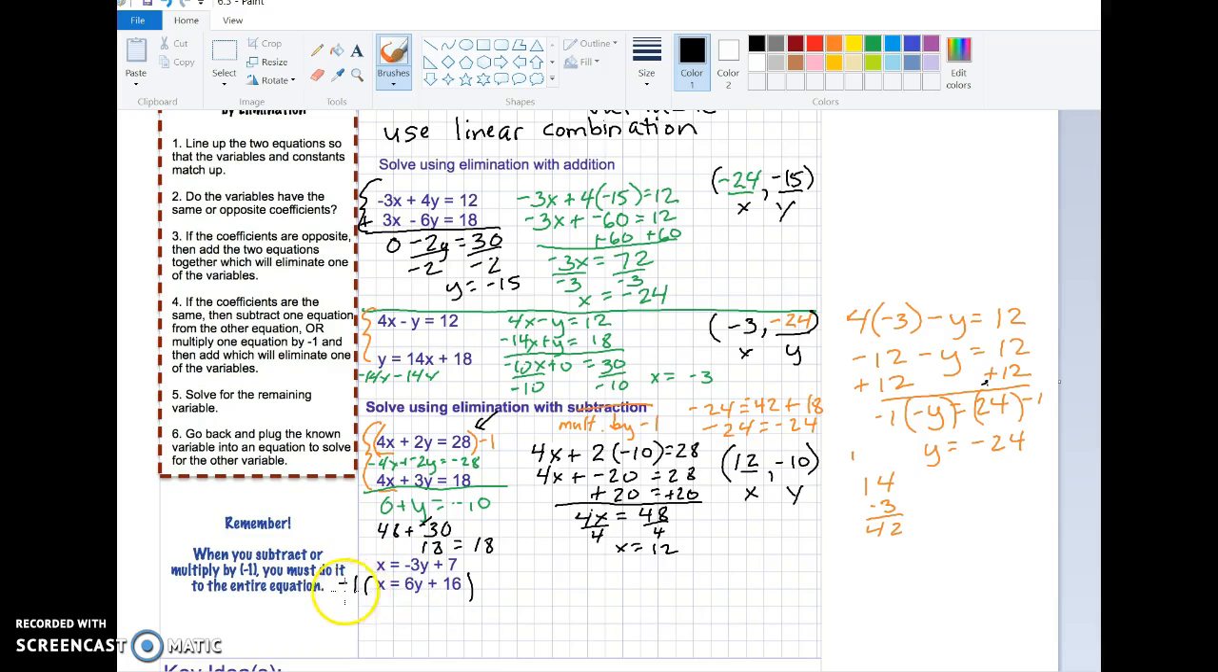So go ahead and multiply negative 1 times x equals 6y plus 16 and rewrite your equation over here. Rewrite your system right there. Now that you have your system written, you should have negative x equals negative 6y plus negative 16 on the bottom. Add your two together and eliminate your x's. Now it's time to solve for y. You're going to need to get your y isolated, so go ahead and solve for y and see what you get. Now that you know what y is, go ahead and figure out what x is.